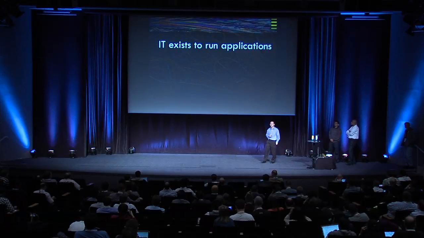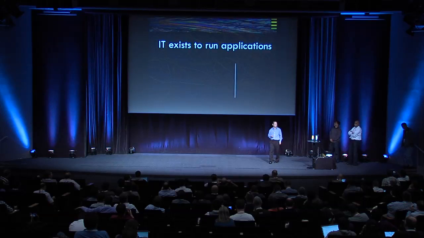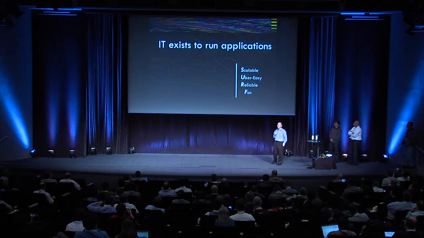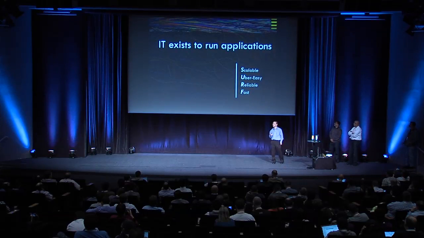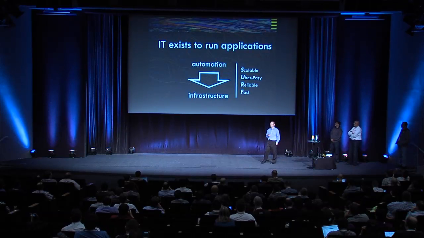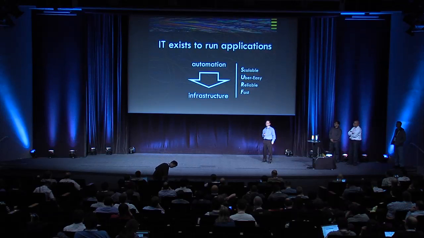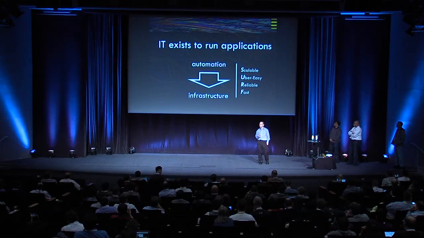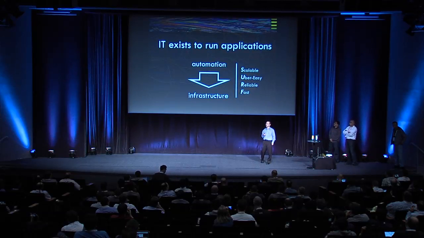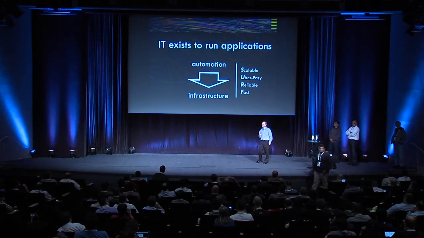So let me start off with a basic premise. IT exists to run applications, and it needs to do so in a way that's scalable, easy to use, reliable, and fast. So what did we do? Well, we built automation. But the automation we built to date really borrows from human middleware. We took the commands we used to type into our CLIs, and we built scripts and low-level APIs to automate them. The end result is automated, but it's hardly scalable, reliable, or easy to use.